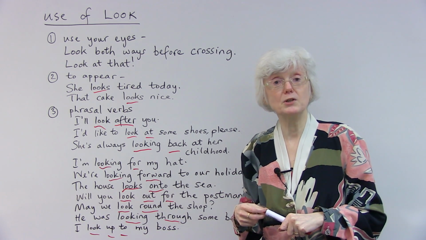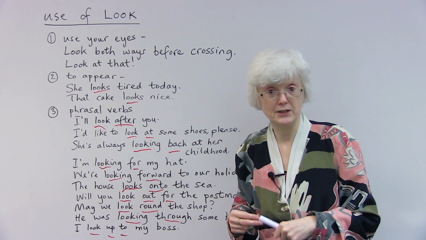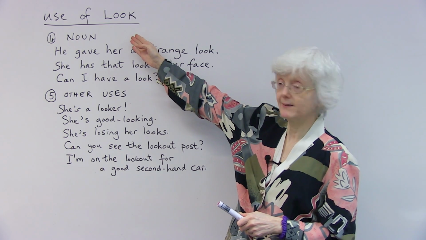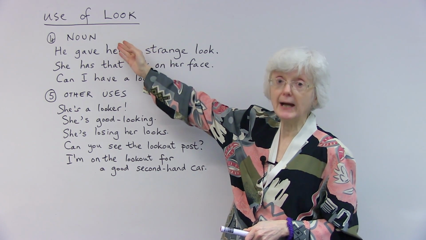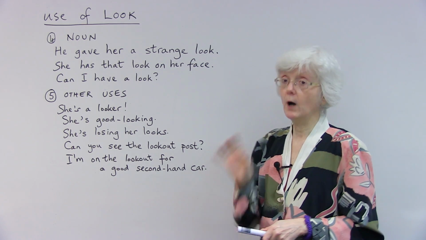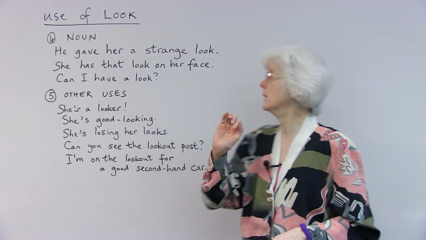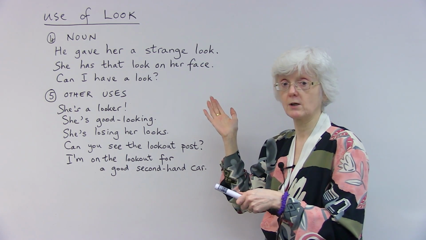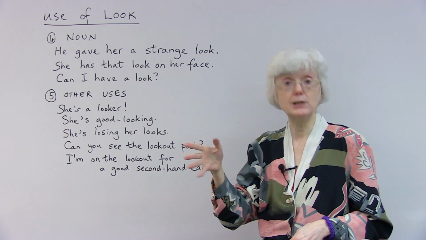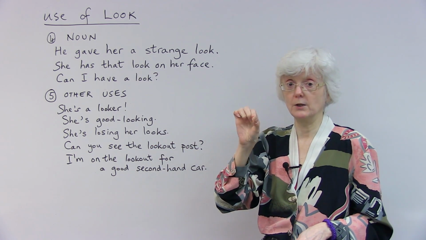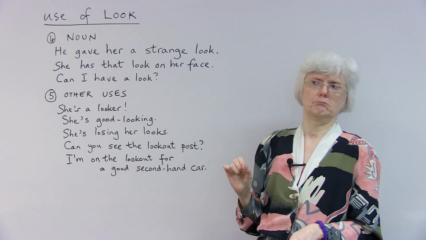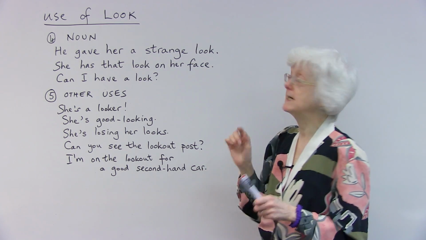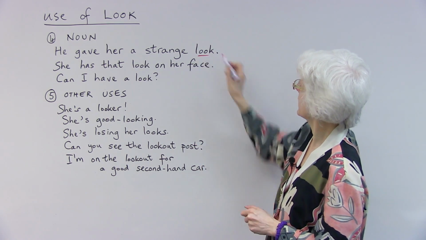And now we'll move on to look at some nouns and other uses. Okay. So let's continue with the word look as a noun. Okay. So a look, the look, a noun. So, for example, he gave her a strange look, meaning he looked at her in a strange way. But you can give someone a look, like that kind of thing, okay? Strange look. He gave her a strange look, okay?